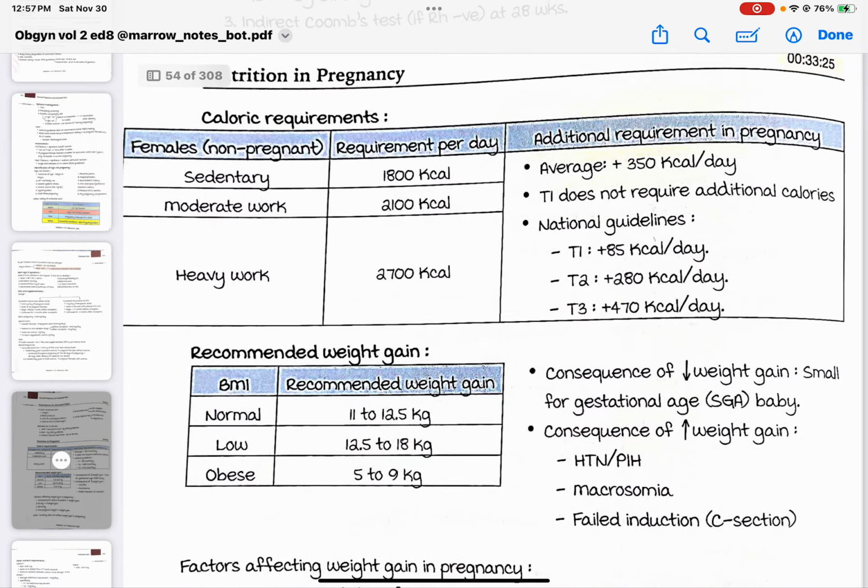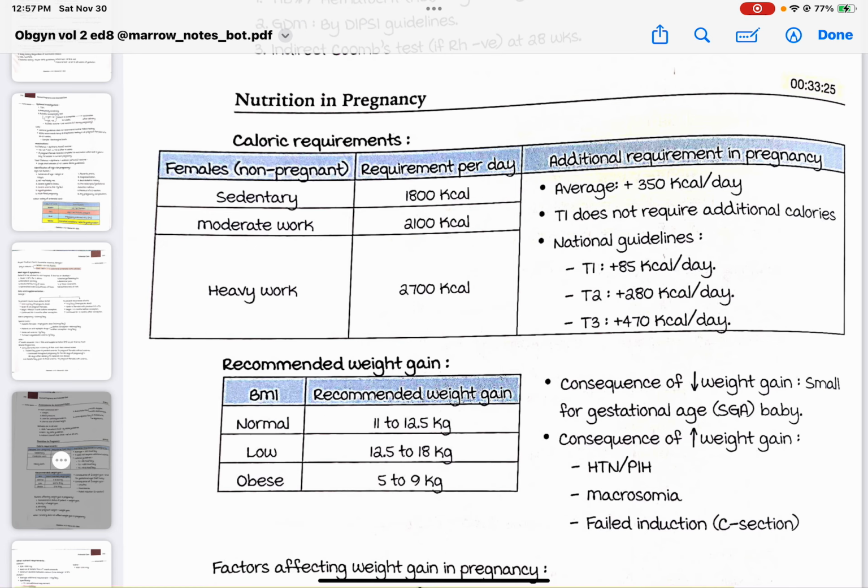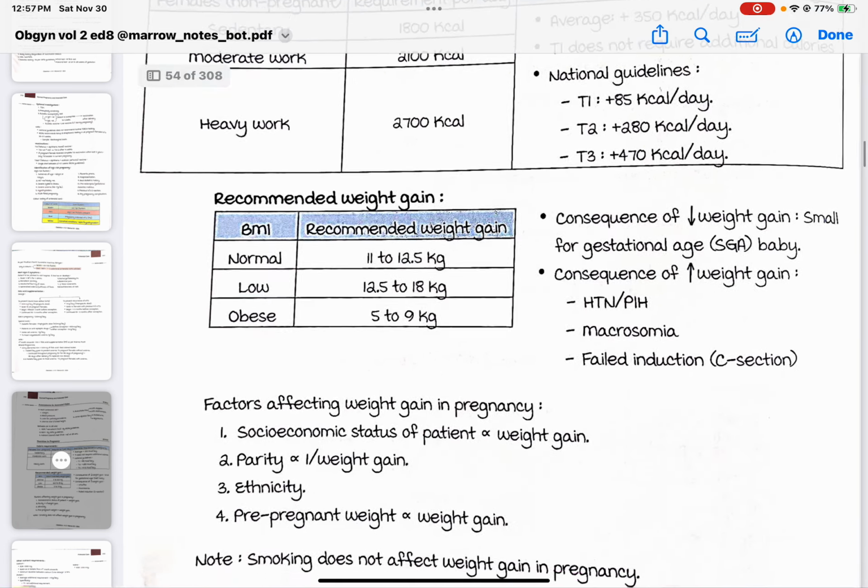Nutrition and pregnancy. Females: sedentary 1800 calories, moderate 2100, heavy work 2700. Additional requirement in pregnancy, average plus 350 kilocalories per day. Trimester 1 does not require additional calories. Trimester 1 plus 85, trimester 2 plus 280, trimester 3 plus 470 kilocalories per day. So in trimester 3 you have to eat one more time.